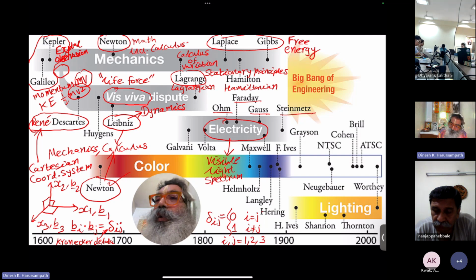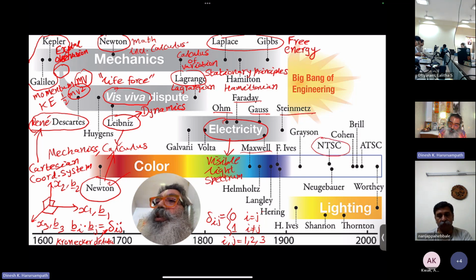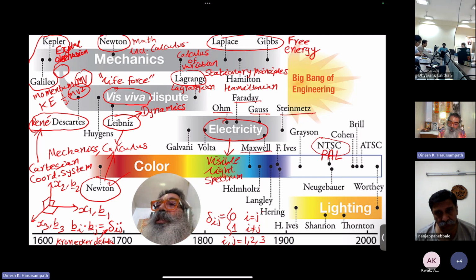So, of course, there are other things coming from the light spectrum. We already discussed Maxwell, but also in terms of the standards that are there, like, for example, in the US, you have the NTSC standard for the television, whereas in India and many other countries like Japan, we have the PAL system. So, the distinctions between these, how these are utilized.